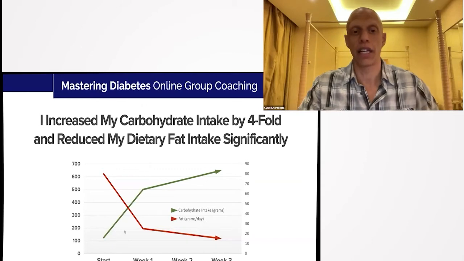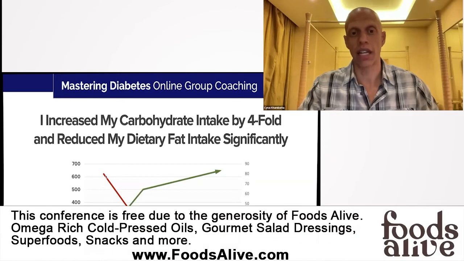Okay. My carbohydrate in green was very low. It was about 100 grams per day, which is technically considered a low carbohydrate diet. And my fat intake was high, about 80 grams per day, as you can see on the right axis. So I was eating 80 grams of fat per day and about 100 grams of carbohydrate, and then the rest in protein. And in this scenario, again, my blood glucose was hard to control.